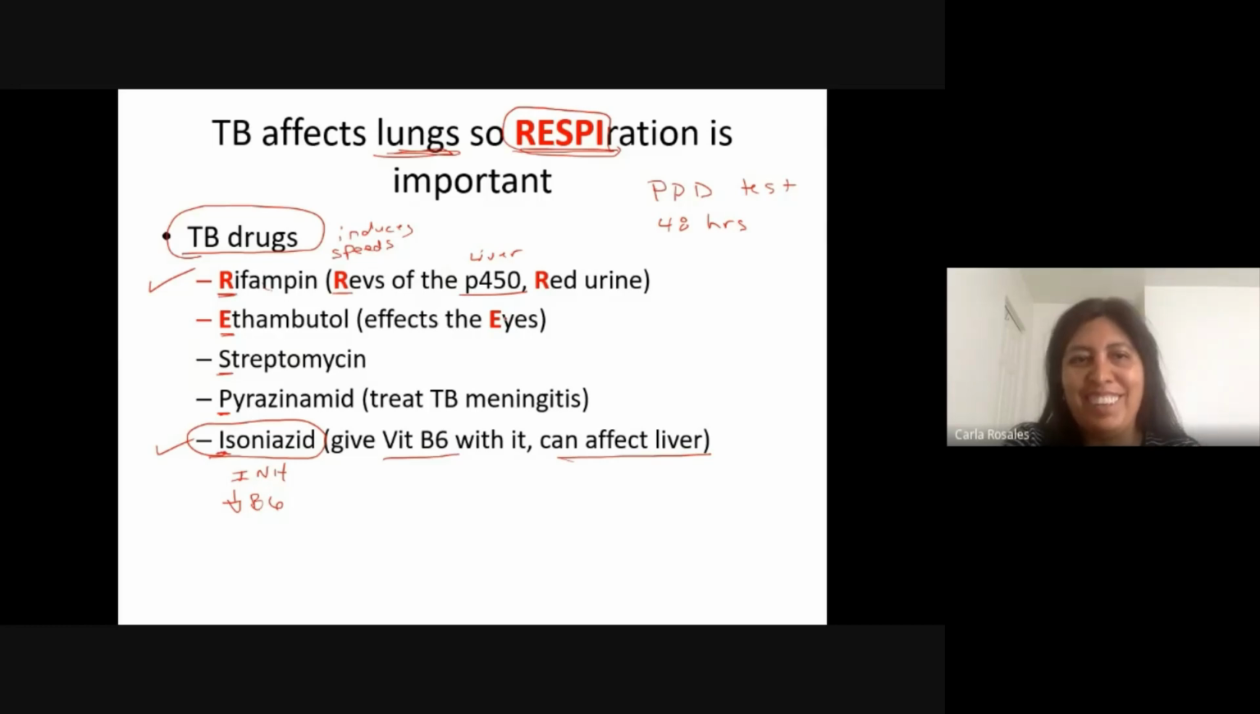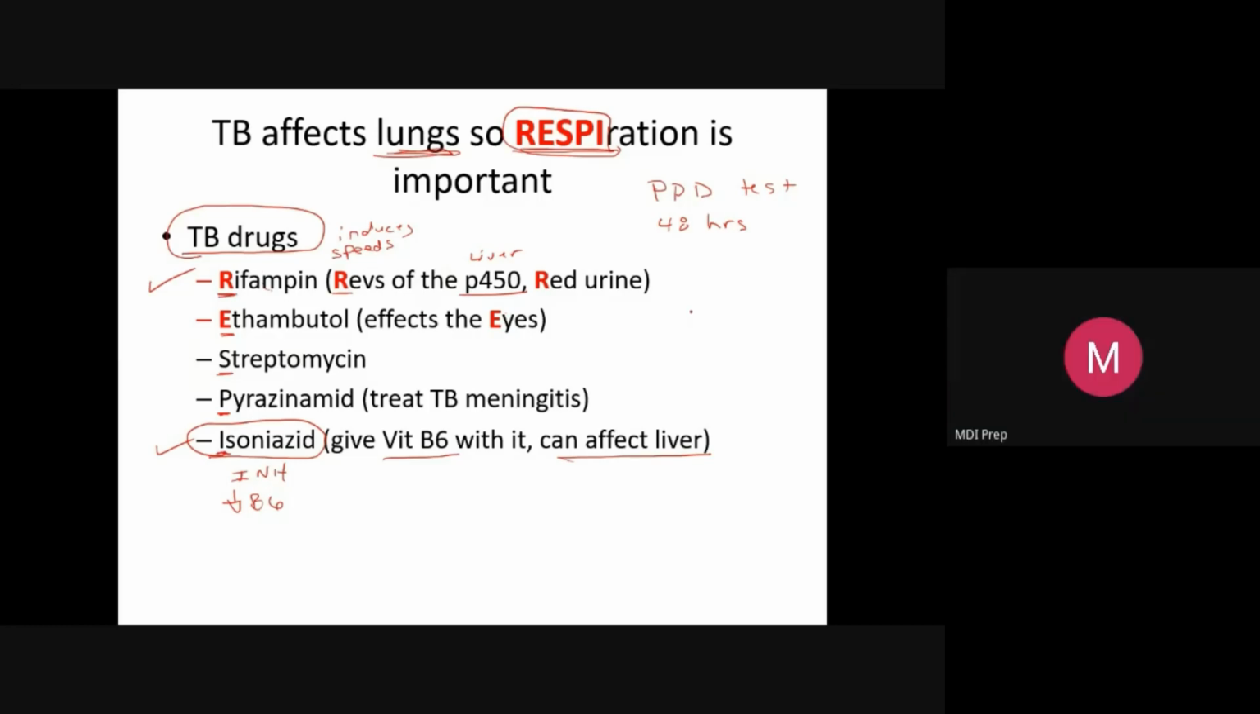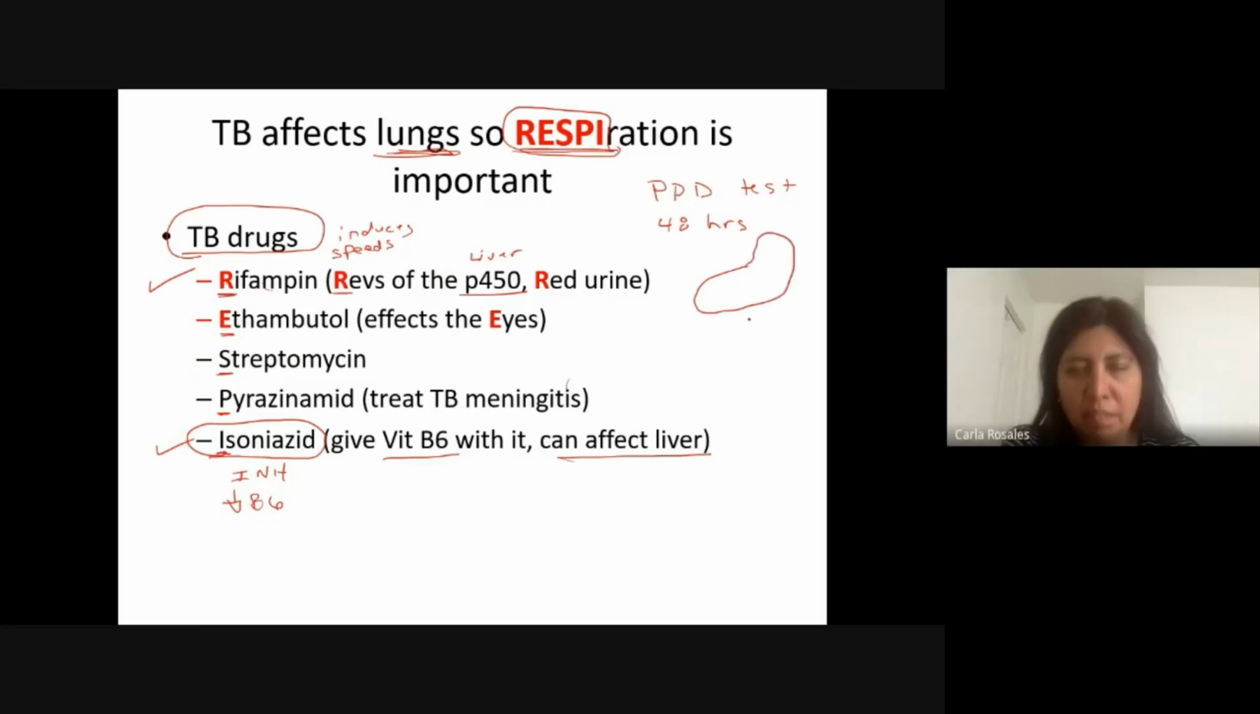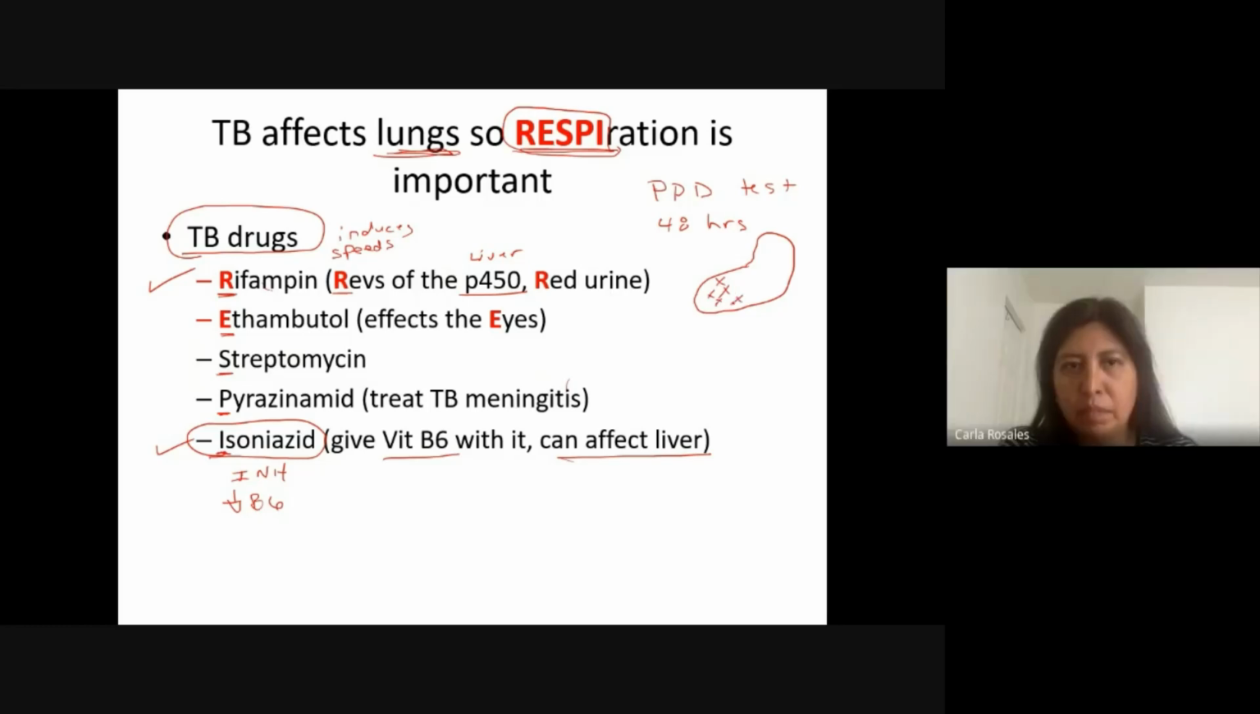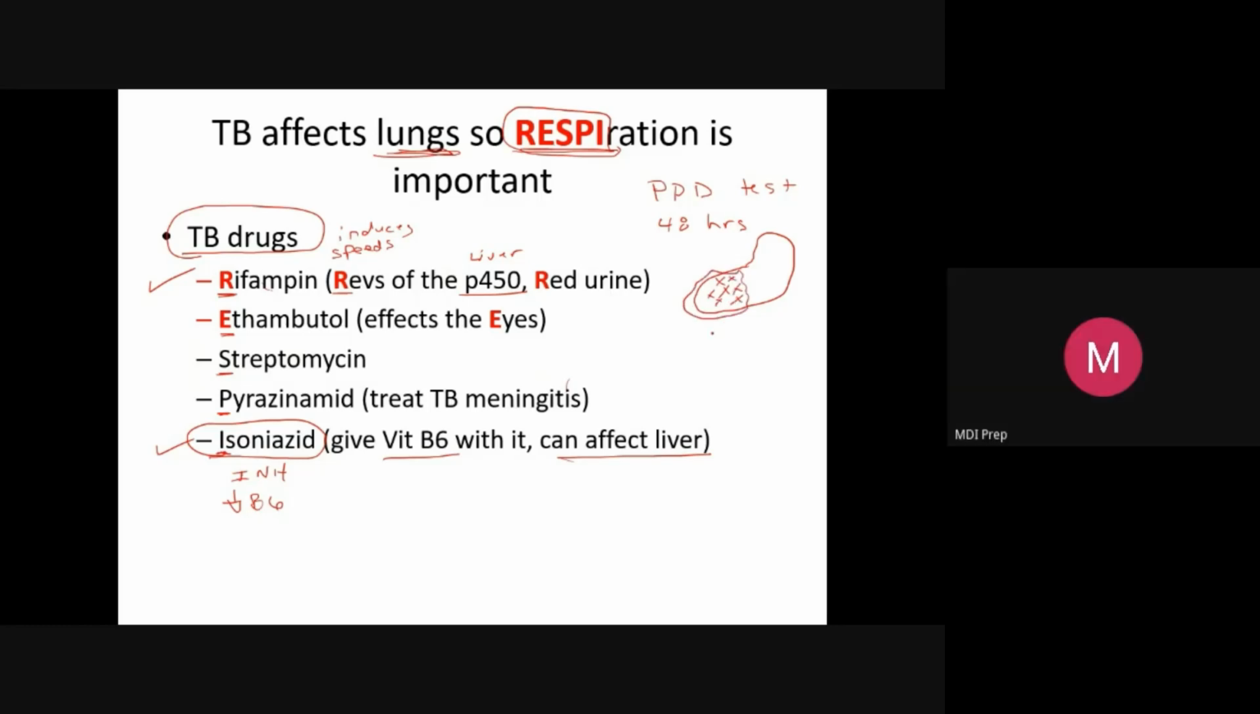So think of it this way. I want you to visualize your liver. In the liver are these enzymes, and these enzymes together make up the P450. Those enzymes help to metabolize things that come through the liver, like other drugs.